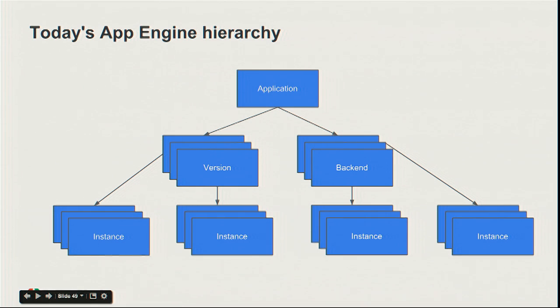So as you can see here, we have a top-level application. Each application has some set of backends and some set of versions, and each of those has some set of instances associated with them. And as a lot of you know, if you've been playing with the performance settings before, only the default version receives the performance settings that I talked about just now.